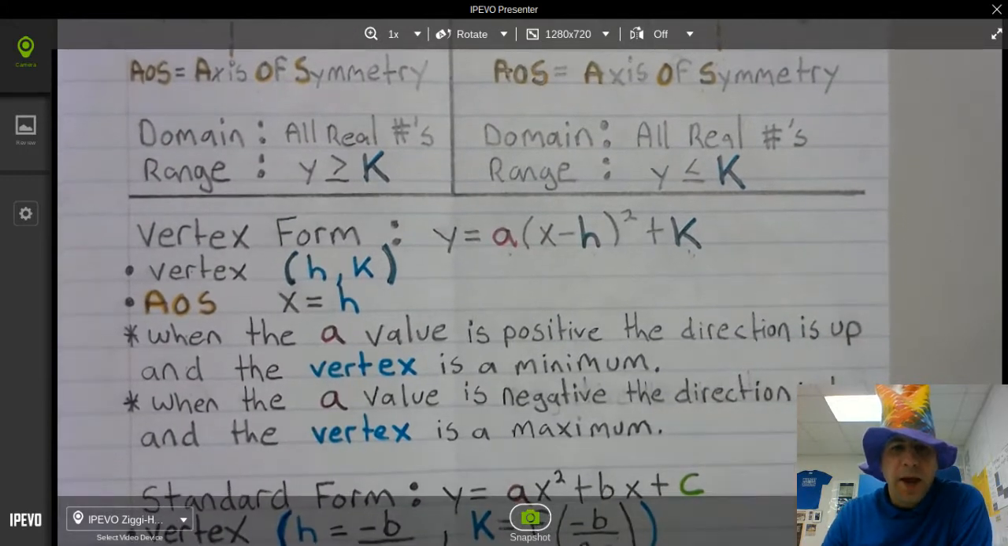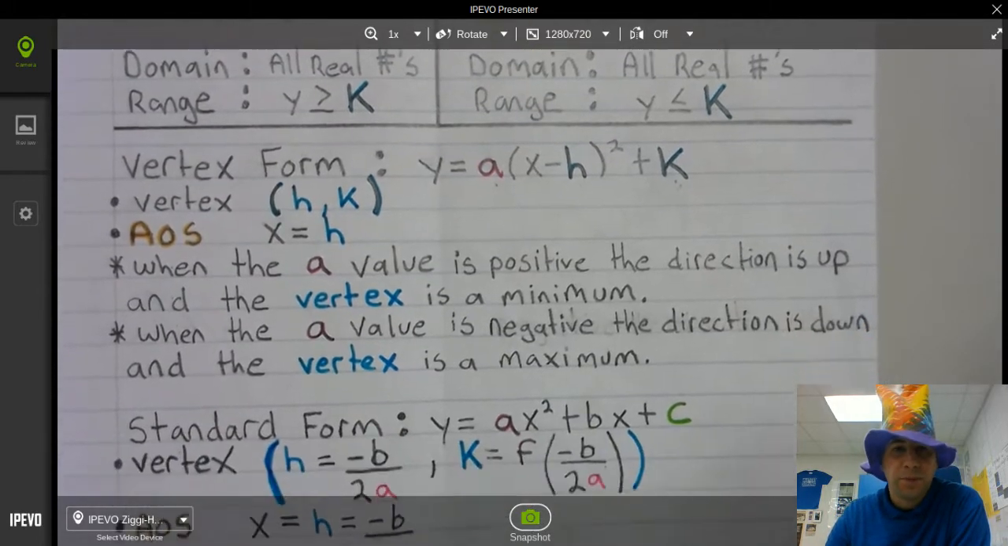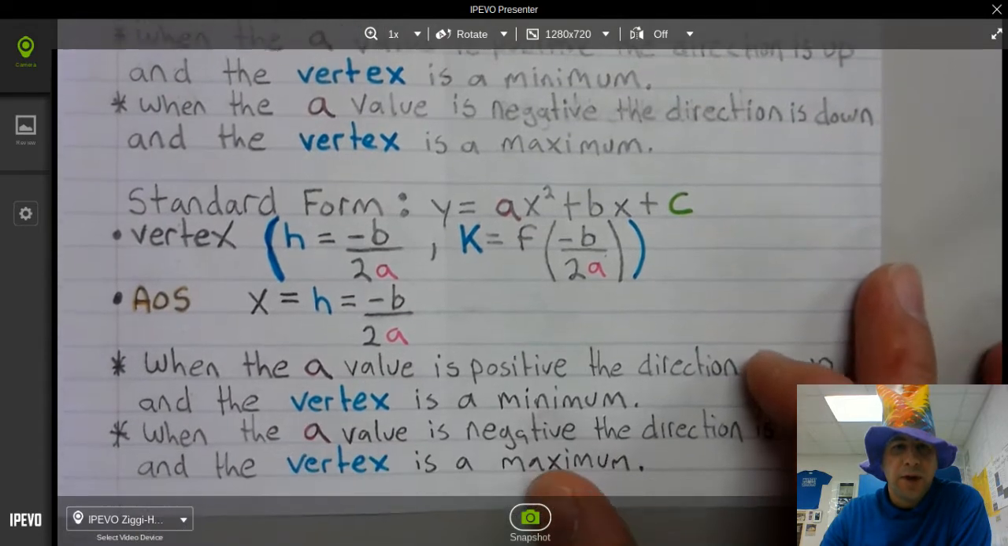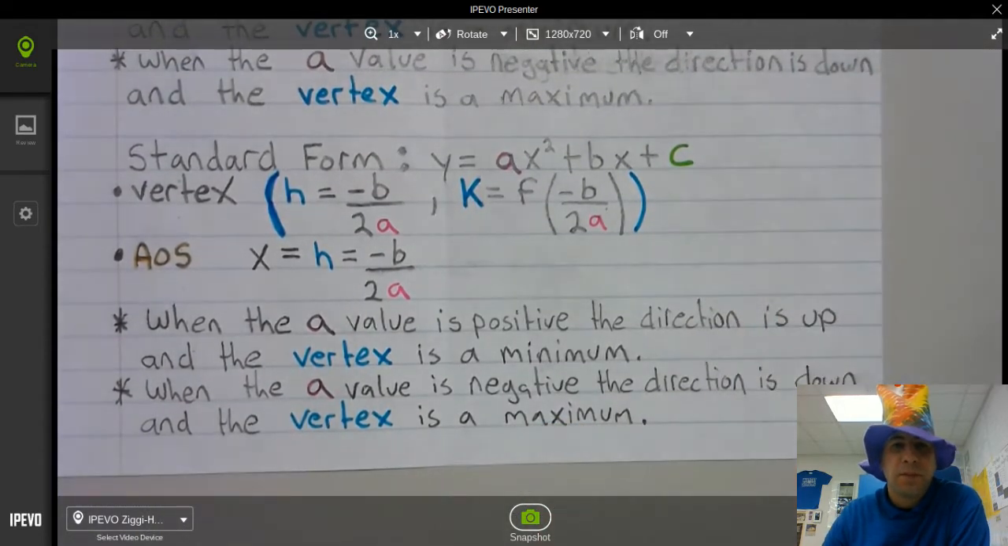Now, when the a value is positive, the direction is up and the vertex is a minimum. When the a value is negative, the direction is down and the vertex is a maximum. Now that's with vertex form. Now let's look at standard form.